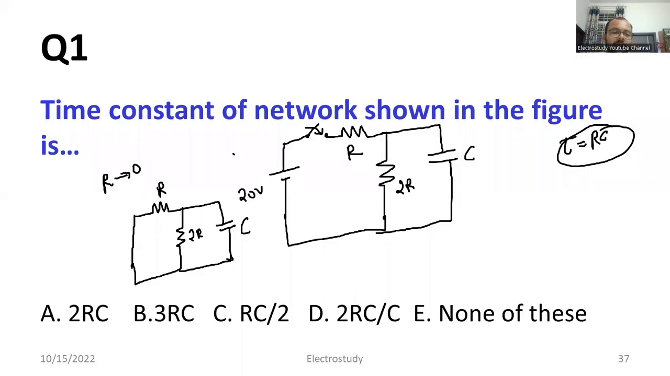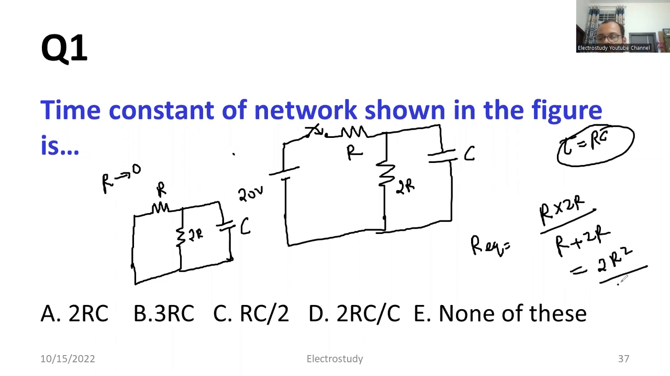Now consider what's the total resistance you can calculate. Here R and 2R will be parallel. No, here there is no source. So R and 2R is parallel. So R equivalent you can calculate: R into 2R by R plus 2R, that is nothing but 2R square divided by 3R. Then R and R get cancelled. This is 2 by 3 R.